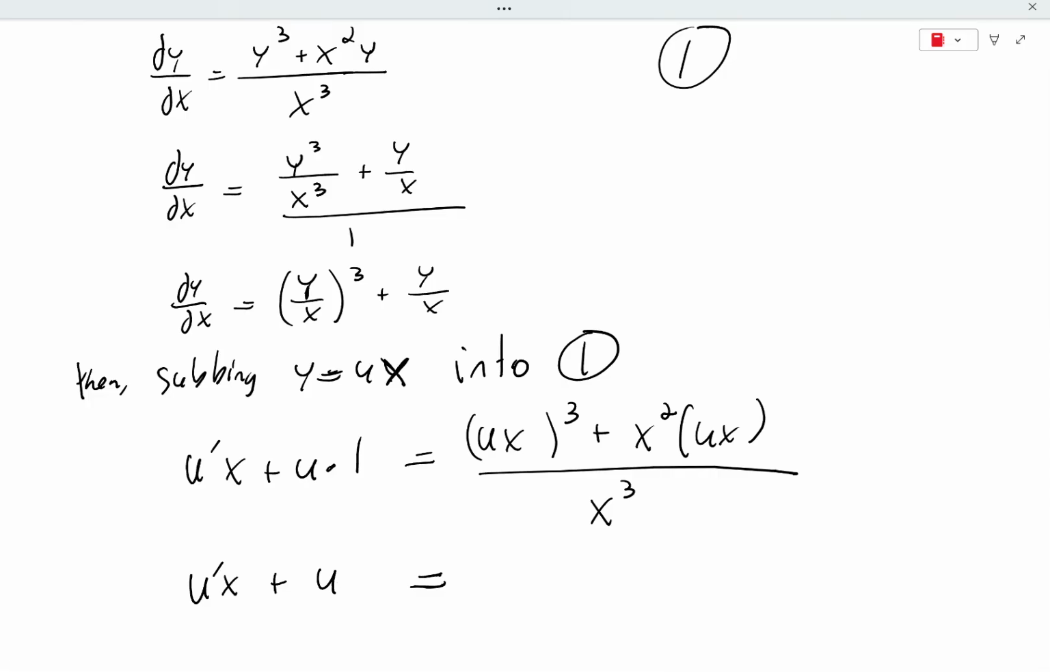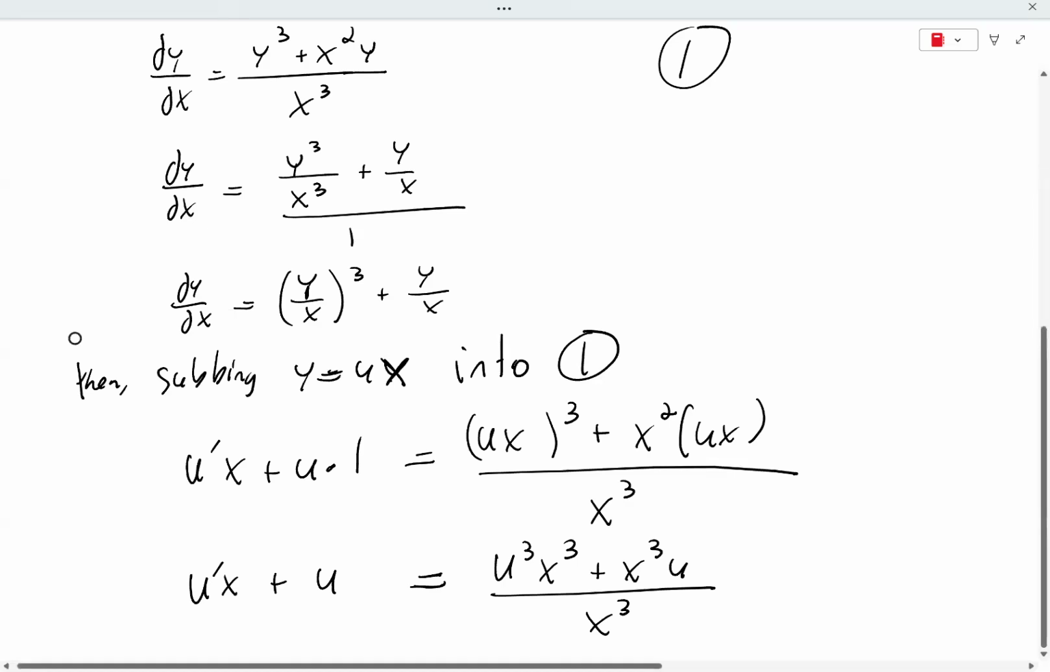Now, look at what happens here then. If you do your exponent rules here, then you see what happens. The x cubes are going to go away, right? Because let me just write this. I have u cubed x cubed plus x cubed u over x cubed. Okay, like that.